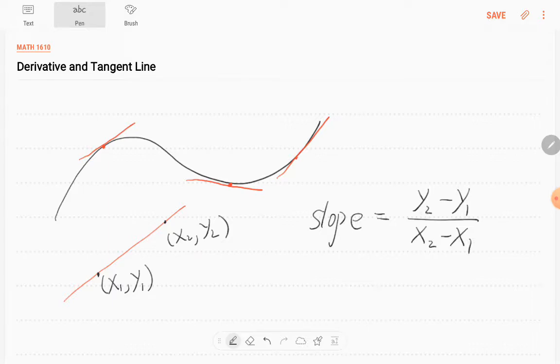So be careful, you should pay attention to the order. Here is 2, here is 2, here is 1, and here is 1. You should keep the order, okay? On the top is y2 minus y1, then the bottom should be x2 minus x1 also for the subscripts. So this is the old-fashioned formula. To find the slope of the line with it, we need 2 points. However, we only have 1 point, right, for each tangent line.